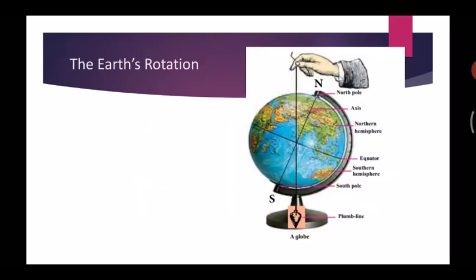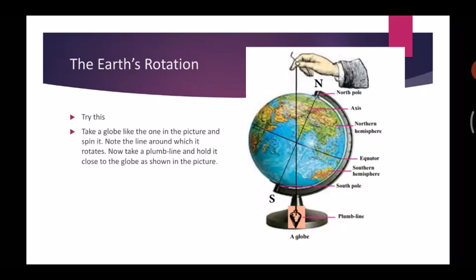Now, let's understand the term the Earth's rotation. For this, let's take another activity. Try this. Take a globe like the one in the picture and spin it. Note the line around which it rotates. Now take a plumb line and hold it close to the globe as shown in the picture.